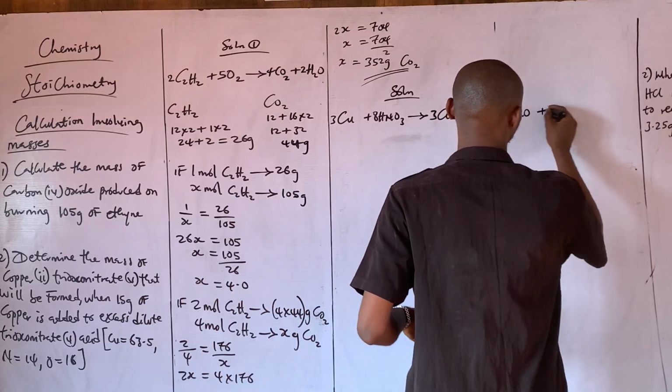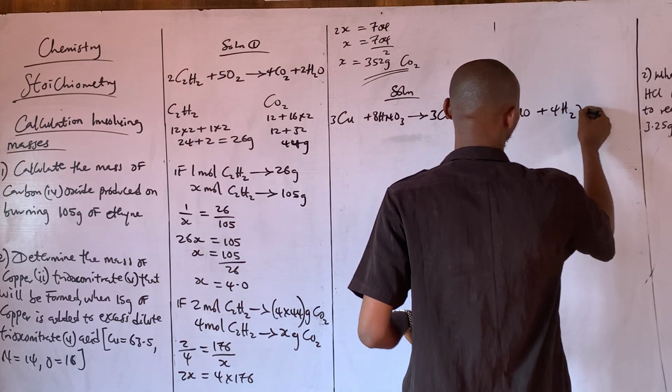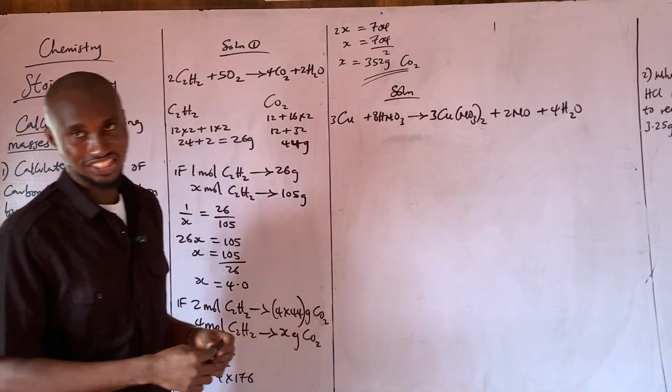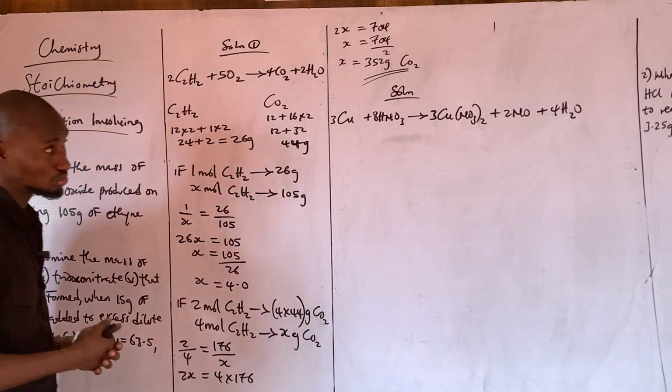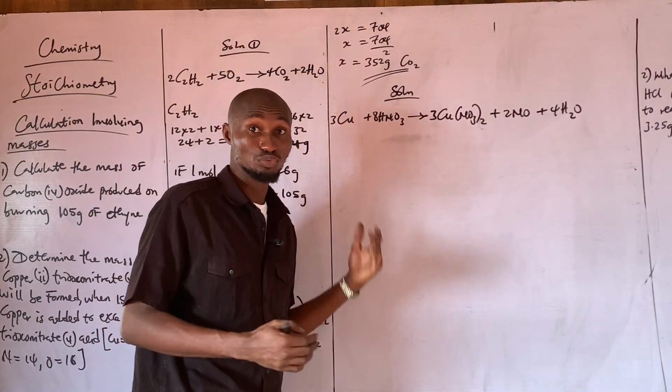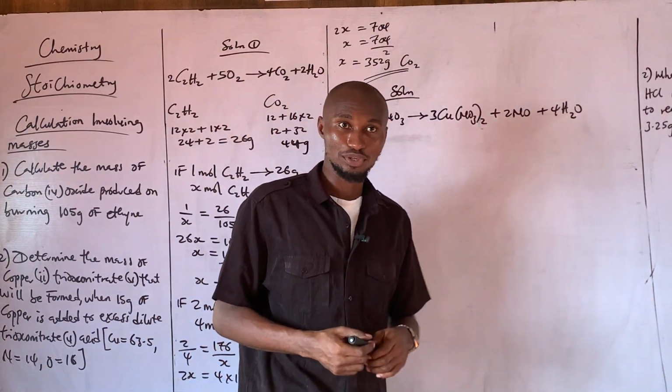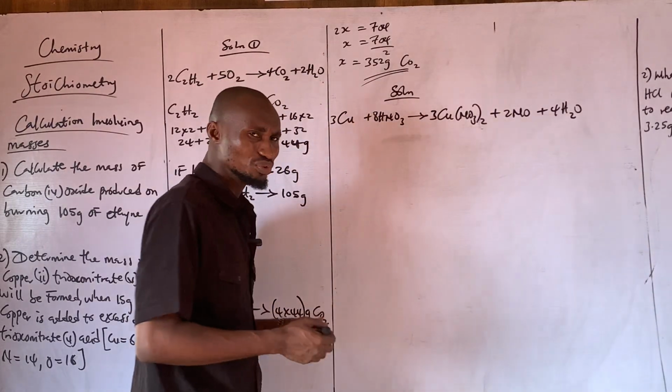So we say plus 4 H2O. That means oxygen now is what? Balanced. Remember I told you that in solving stoichiometry you must know balancing of chemical equation. Now what do we do now?